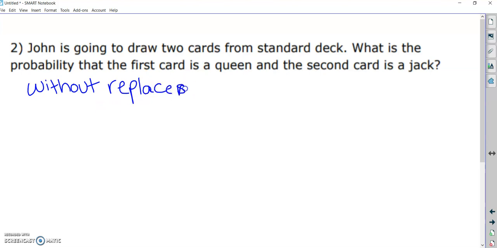Okay. Ooh, I can't spell. Okay, because he's drawing 2 cards. If you ever have a question, feel free and send me a remind, and I will answer that question if you are unsure. Okay, so the first card is a queen. Notice the word and, so and means to multiply. And the second card's a jack.